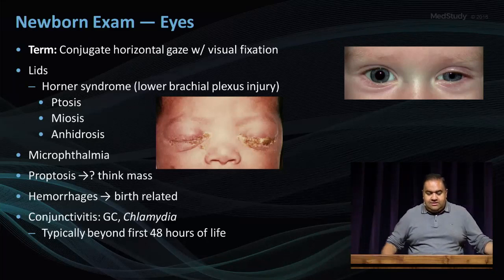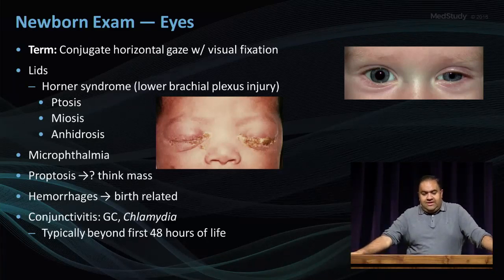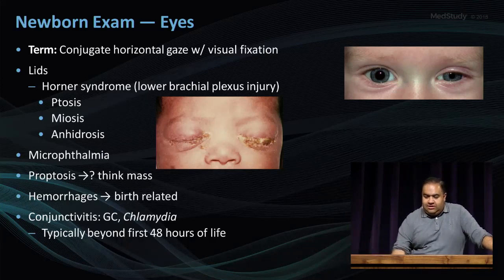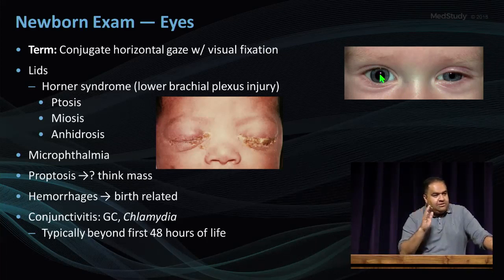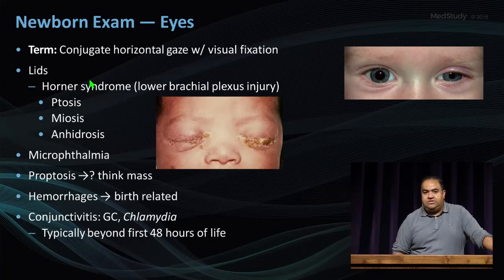All right, eyes. Term infants usually have a conjugate gaze with visual fixation. If you do a Hirschberg's test, the point where the light shines on the eye should be symmetrical on both sides. If you have a child whose light doesn't line up, they may have a lag within their eye. You want to take a look at their lid. Horner syndrome, which is a lower brachial plexus injury, you're going to assess for ptosis, miosis, and anhidrosis.